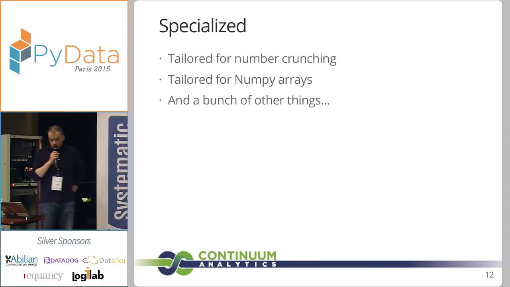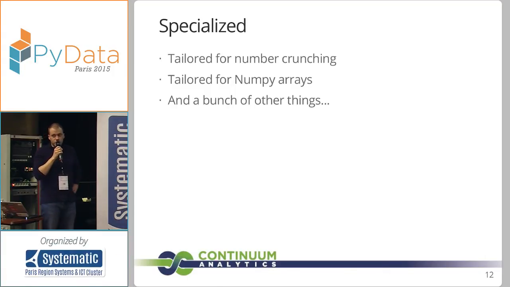So I said it's specialized, tailored for number crunching, NumPy arrays. We're trying to expand that scope, of course. It began as a purely specialized compiler to accelerate NumPy-based loops. We are progressively trying to expand the range of things that we support because there's some demand for it.